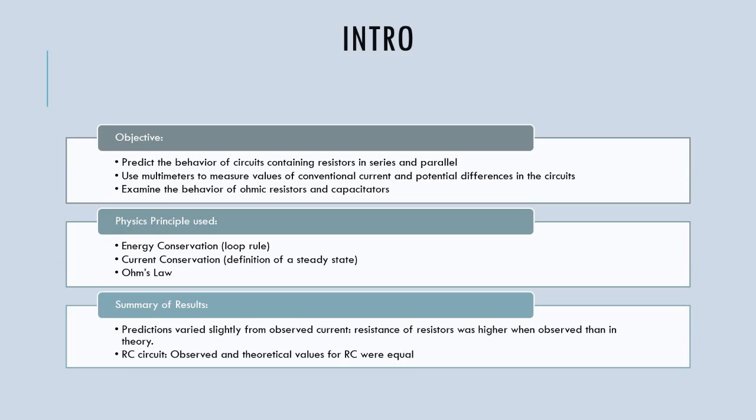The physics principles I used to solve problems in this lab were the loop rule, the node rule of current conservation, and Ohm's law. As a summary, I observed a current in the simulation very similar to my theoretical calculations and observed a higher resistance of the resistor in the simulation than I expected in theory. In a resistor-capacitor circuit, my theoretical and observed values for RC were equal.